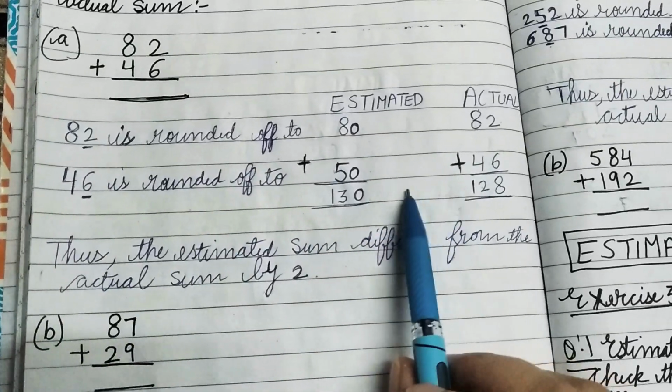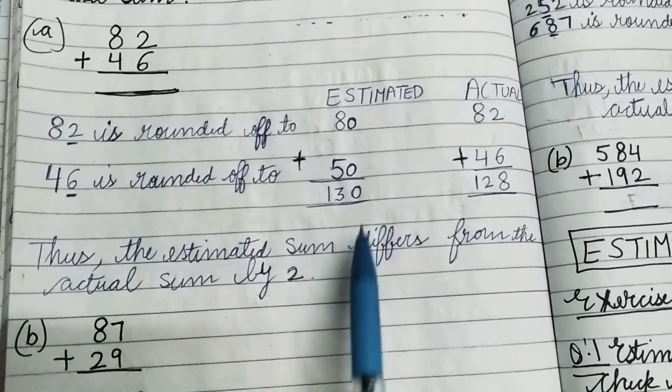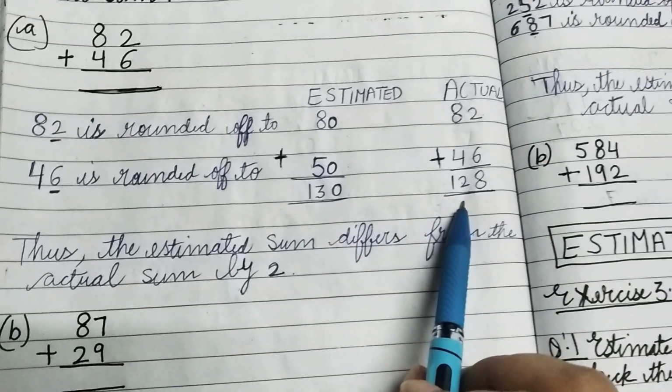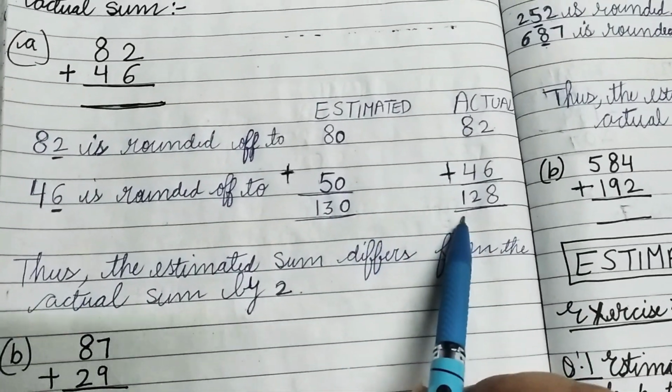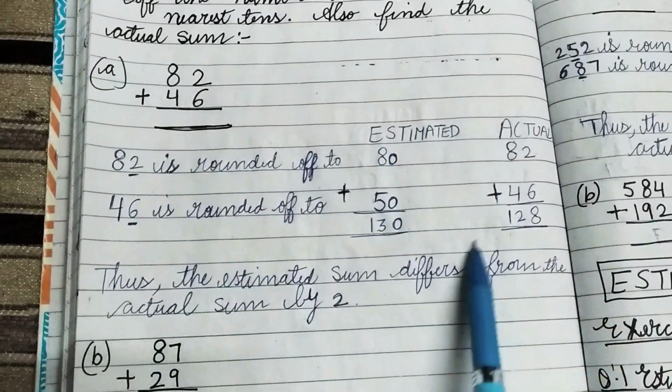Thus, what do you notice? That the estimated sum differs from the actual sum by 2. There is a difference of 2 between these two sums, the estimated and actual sums. This is how you will solve your question.